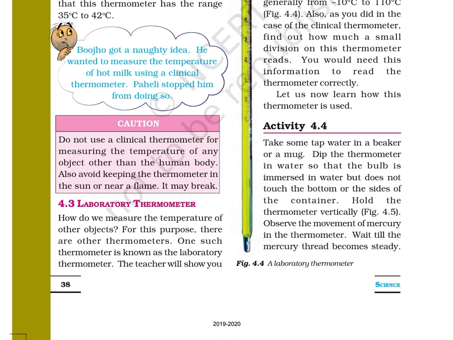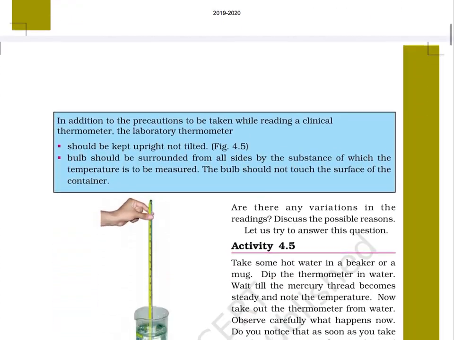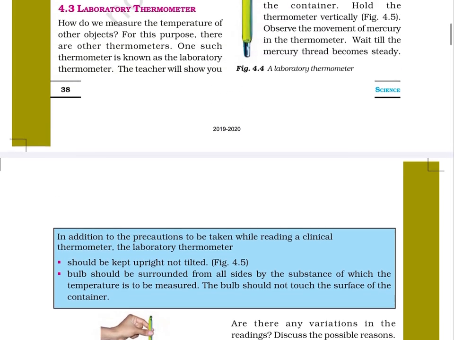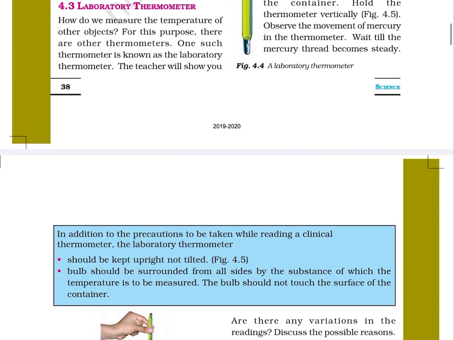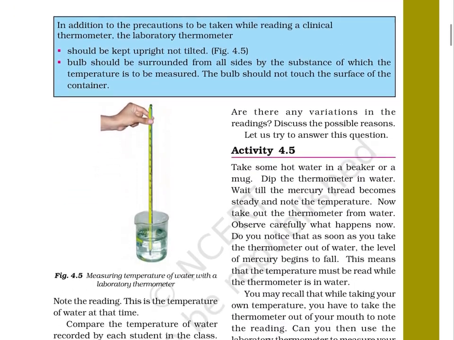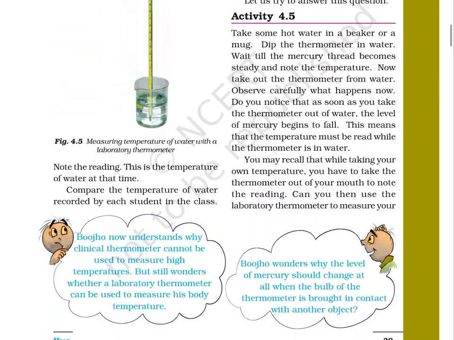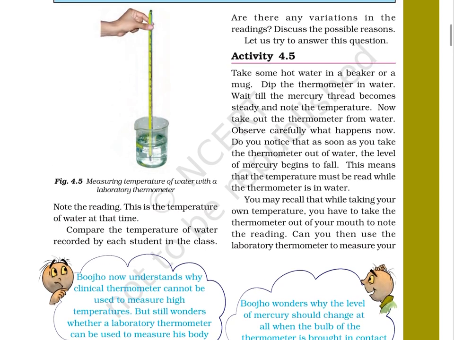Observe the movement of mercury in the thermometer. Wait till the mercury thread becomes steady. Page 39. Note the reading. This is the temperature of water at that time.